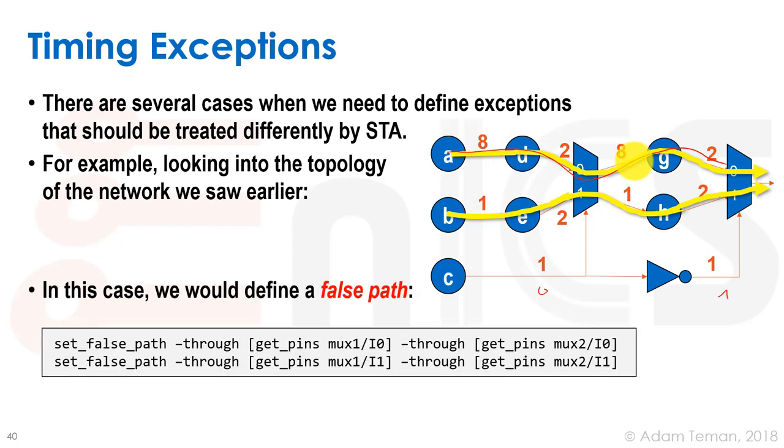So how would we do that? We would say set_false_path, that's our SDC command, -through, because we don't have to say from and to to define this path. All we have to say is that it goes through both this and this. So we say -through [get_pins mux1/I0] and -through [get_pins mux2/I0]. Similarly, we should set a false path that goes through mux1/I1 and mux2/I1. That would set a false path there, and we wouldn't have a problem where this could potentially become our worst negative slack.